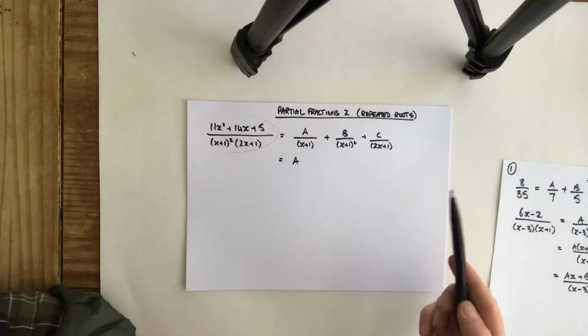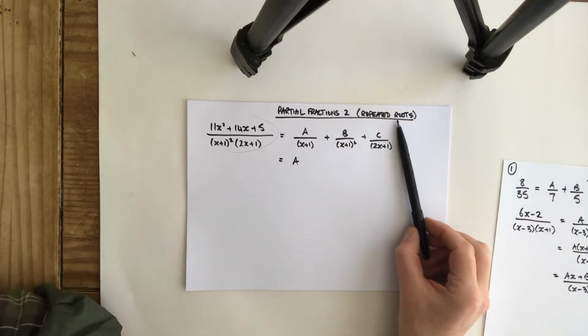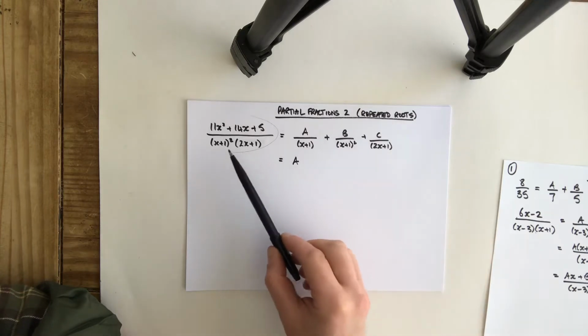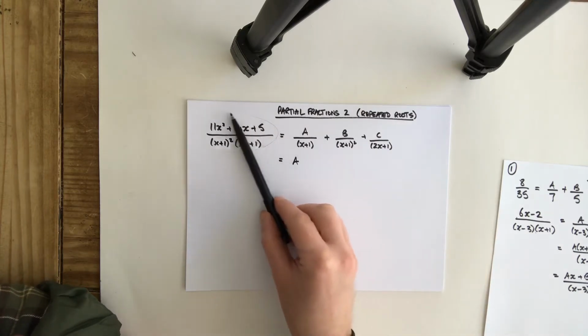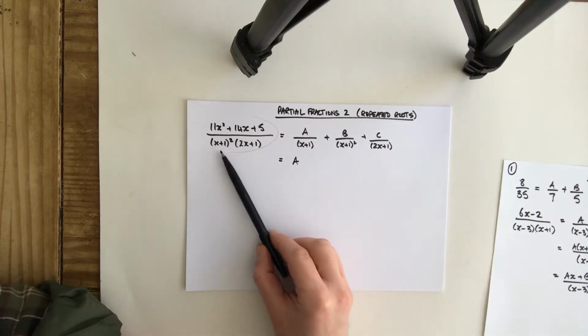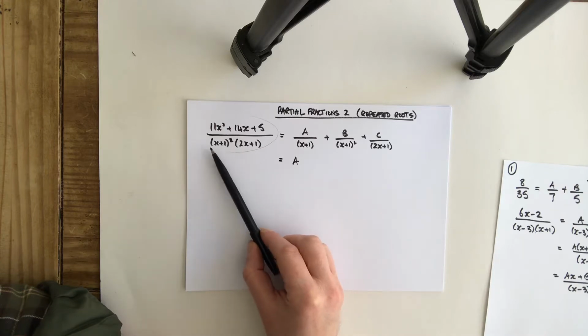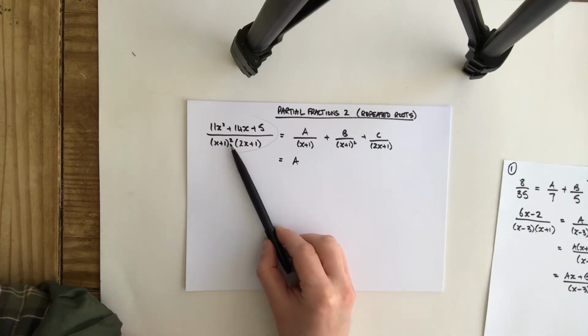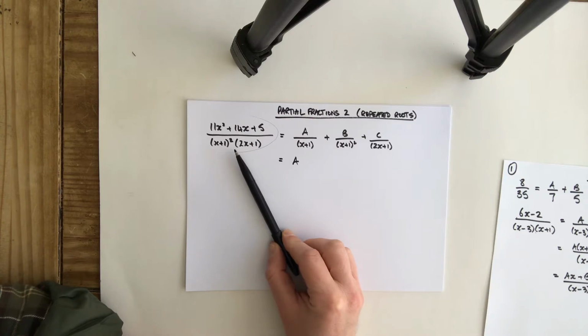Okay, partial fractions, lesson 2. This is about repeated roots. What that means is if you have a complicated algebraic fraction like this, and on the denominator you have a root that's repeated, that's squared, then you need to deal with it in a certain way.